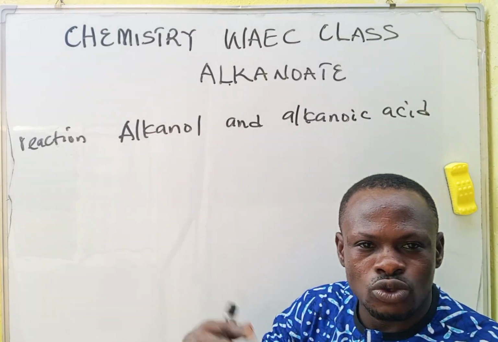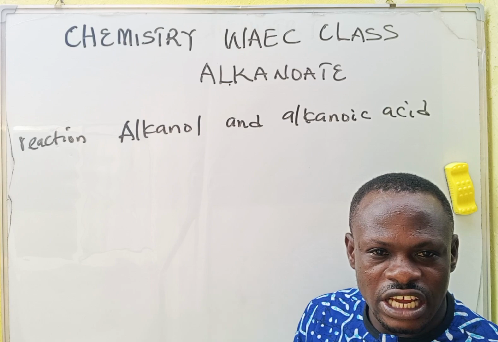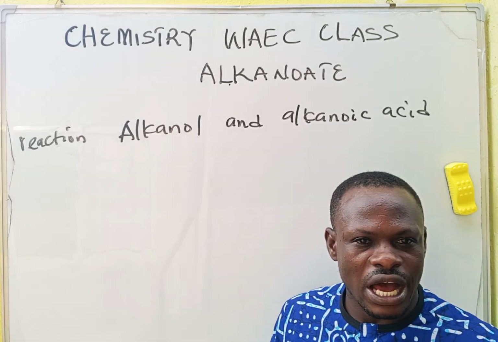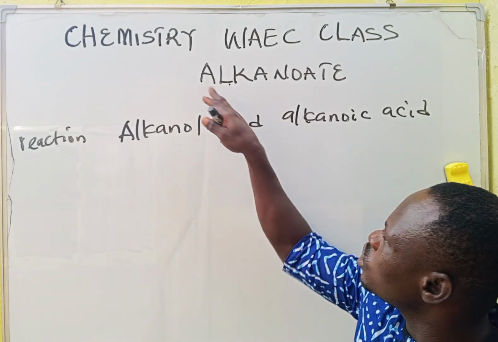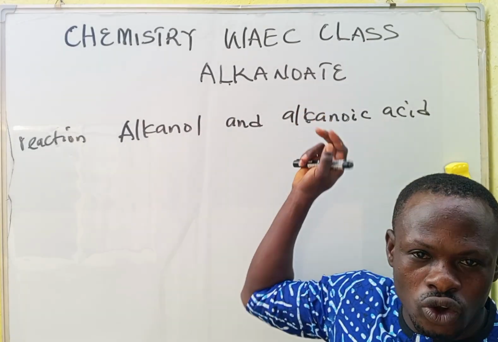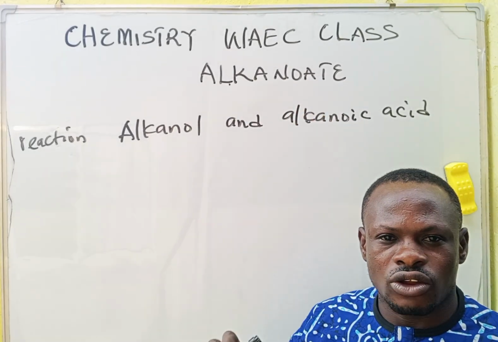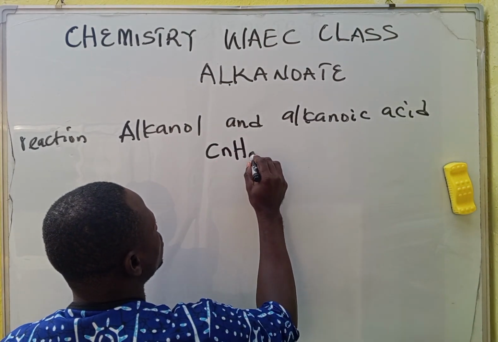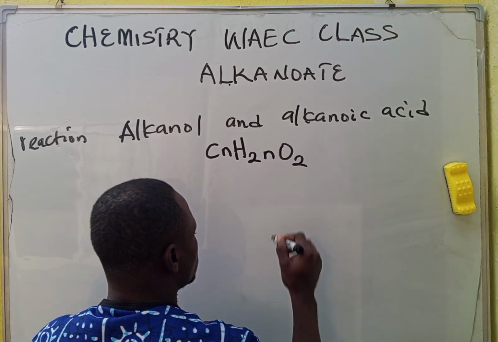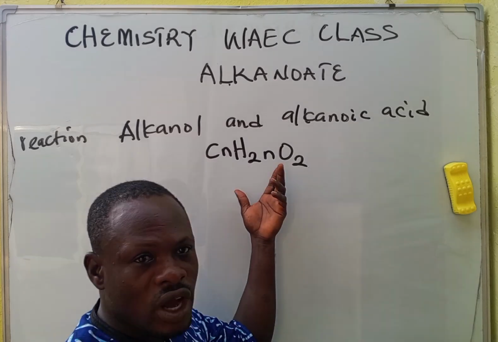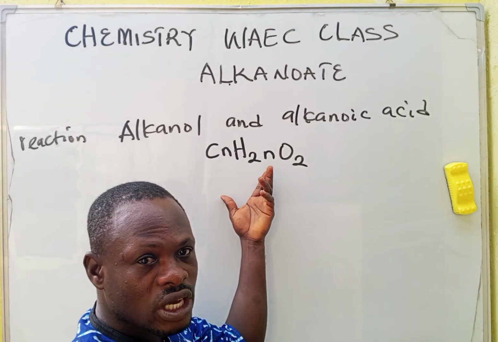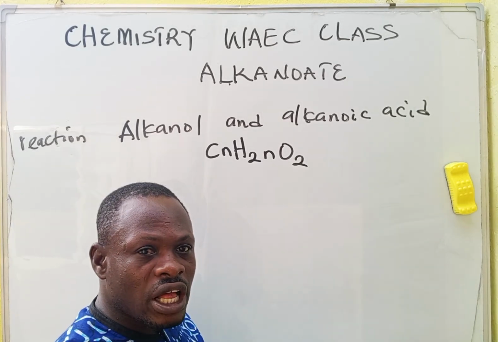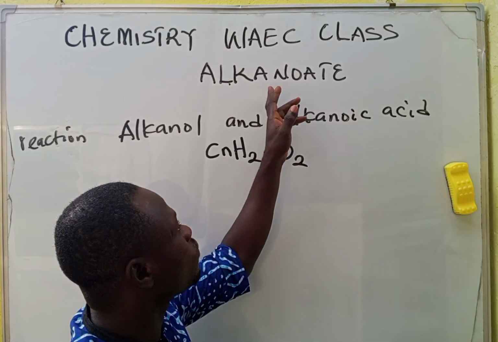So that process is what we call esterification. Esterification is the reaction between alkanol and alkanoic acid. So the product of the reaction is what we call what? Alkanoate. Are you following? Alkanoate has a general formula CnH2nO2. This is the general formula of alkanoate. Are you following? Now, having looked at the general formula, what is the functional group of alkanoate?